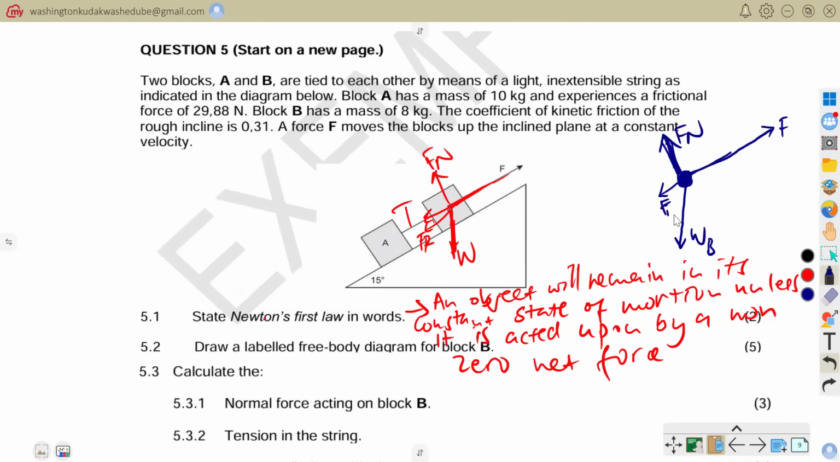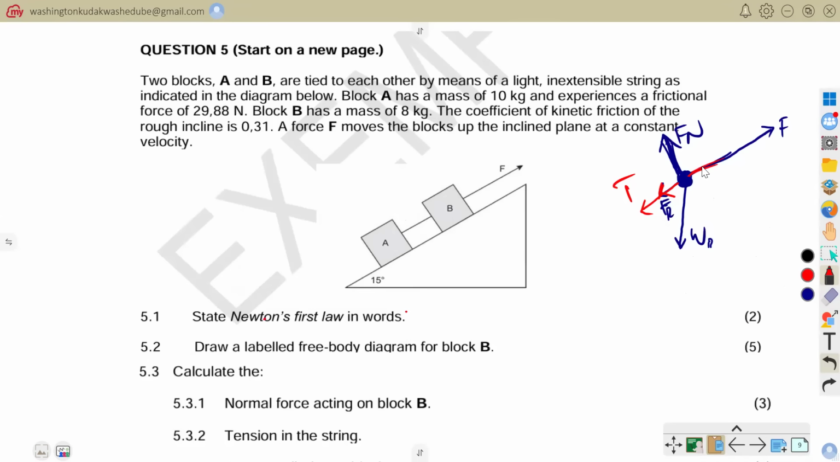So the magnitude of F is greater than T and Fr, and it is the one that is causing it to go that side. So hence the long arrow. That is how you draw your free body diagrams. You need to represent your object with a dot, and then you need to represent the magnitude of the forces that are acting with the length of the arrow.